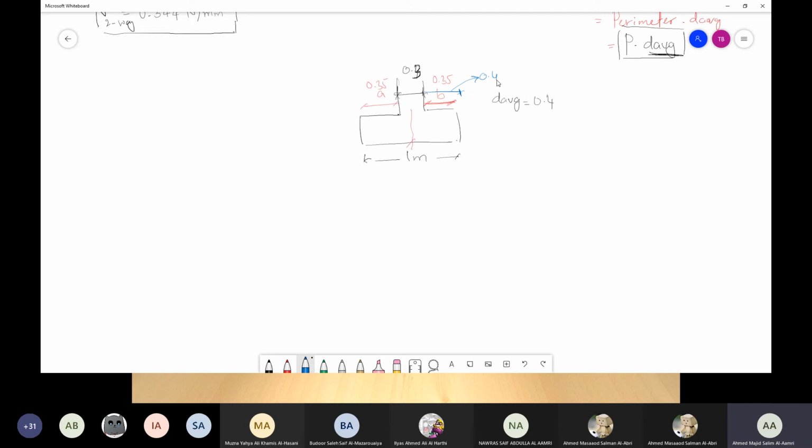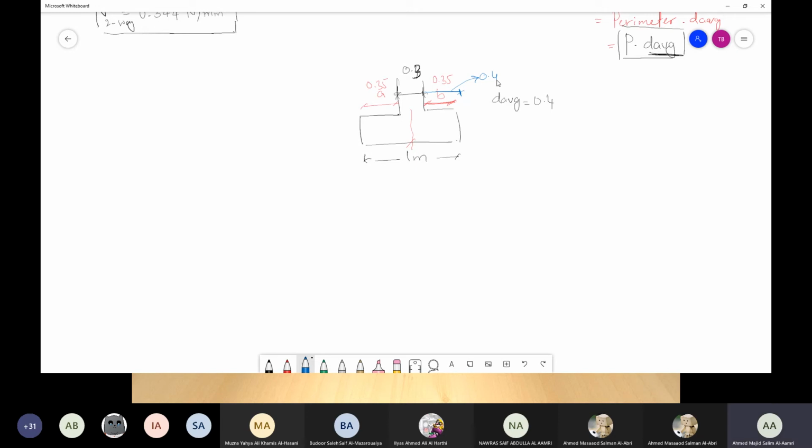This was an examination problem that I have given to the students in one of the semesters, and I didn't explain it for them at that time. Again, you have a foundation which is 1 meter by 1 meter in length and width. The size of the column is 0.3. The distance from the face of the column to the edge in both directions is 0.35. Your D average is 0.4.